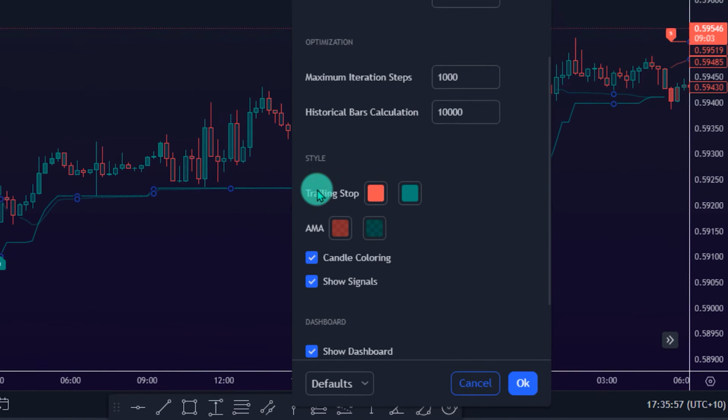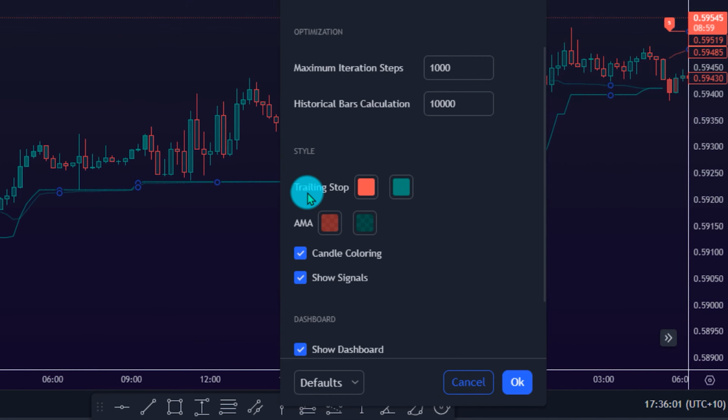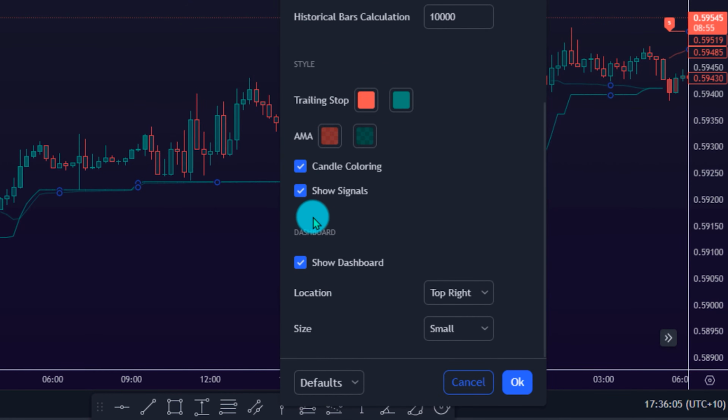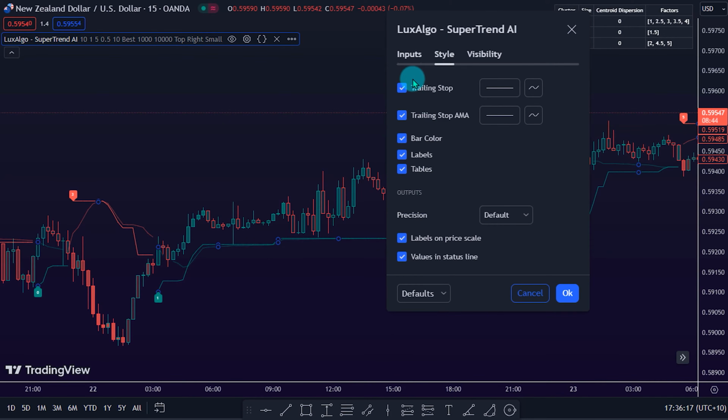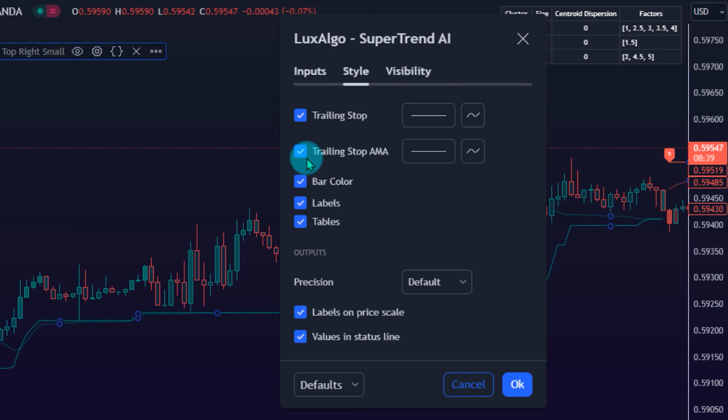Under the Style in the Input section, there is the trailing stop with its color settings. Under the Dashboard section, there is the option to check or uncheck the Show Dashboard. Under the Main Style section, there are boxes to check or uncheck more parameter settings such as the trailing stop AMA, bar color, labels, tables, labels on the price scale, and values in the status line.